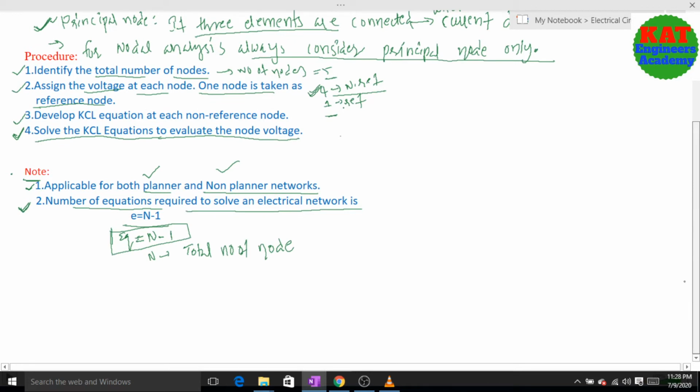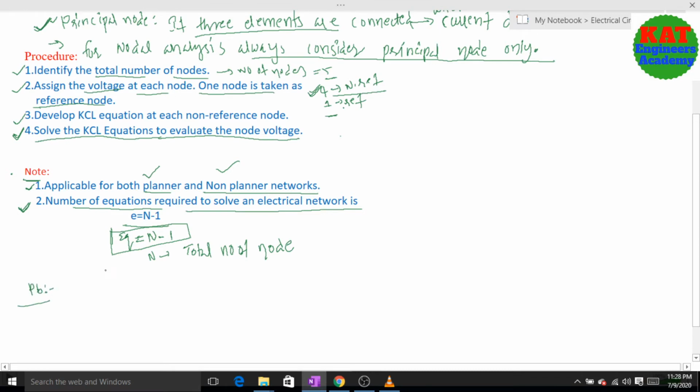It is clear. So this is the explanation related to nodal analysis. I have given the procedure and two important points. Now, based on these points, we have to solve one simple problem. That is our example problem.